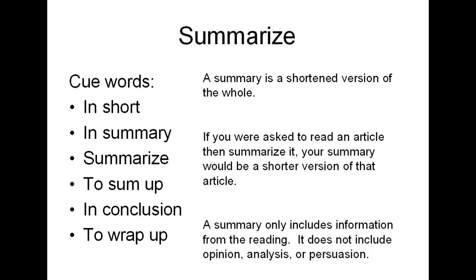So let's say that you were asked to read an article and then you're asked to summarize it. Let's say that that article is 10 pages long. Your summary will be about a page because your summary is a shortened version of the whole. Now, when we're writing a summary, we don't include anything except what was in the reading. So we don't include opinion or analysis or persuasion or anything else. We just include what was in the original piece.